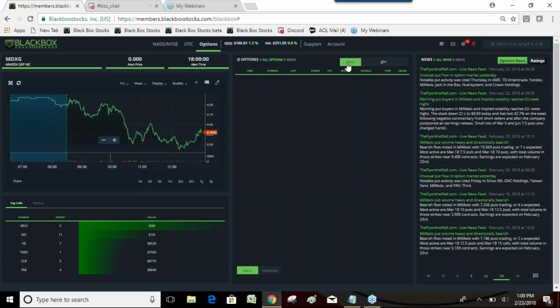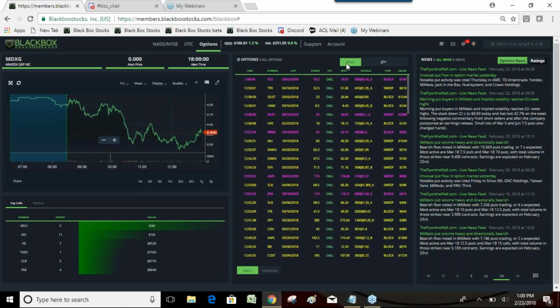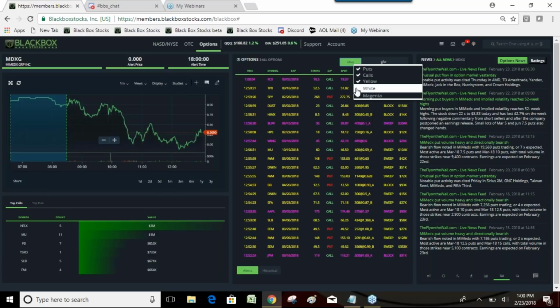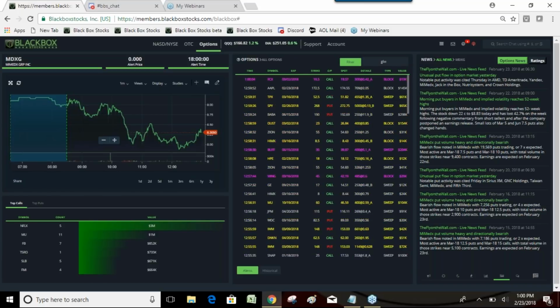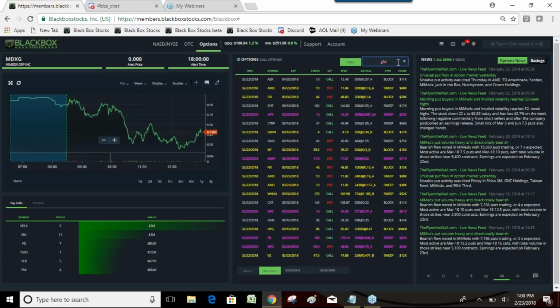Again, I run mine with everything. I like to see the puts. I like to see all flow. That's just how I trade. Not everybody's that way. And we just added this filter last night. We also just added historical, so we can go back. We'll look at LRCX. We'll show you an example of some really, really good flow.